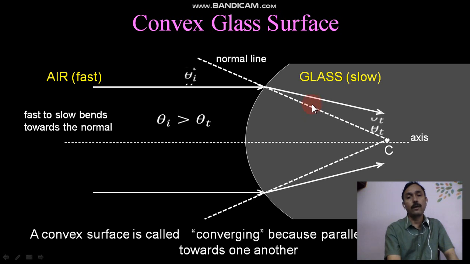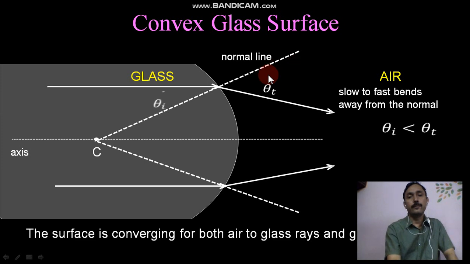Here it is bending towards the normal. Here it is bending away from the normal. That is, theta I is less than theta t. Here it is away from the normal. From denser to rarer medium, it moves away from the normal. So theta t is more than theta I.